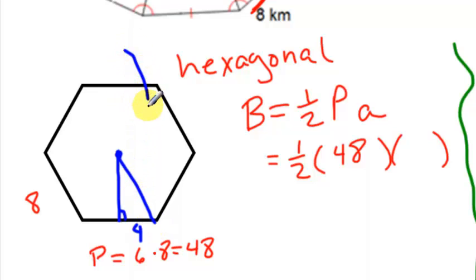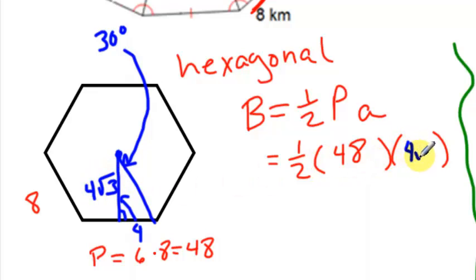We've seen hexagons a lot. You should know by now that this is a 30-degree angle here in my triangle, so I'm using a 30, 60, 90 triangle. I know the short side, so I should be able to get the apothem pretty easy just by timesing by radical 3. So 4 radical 3 is my apothem number. And I'm going to put that into my formula.